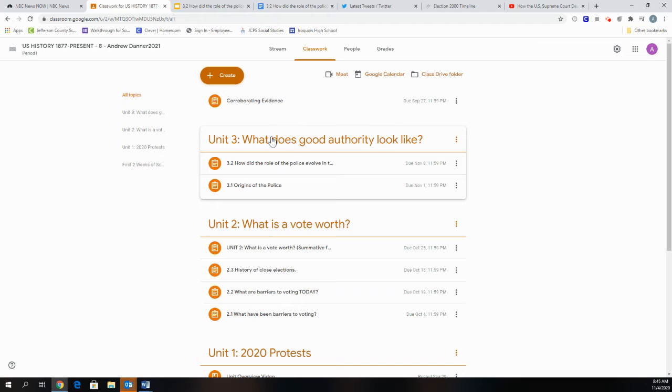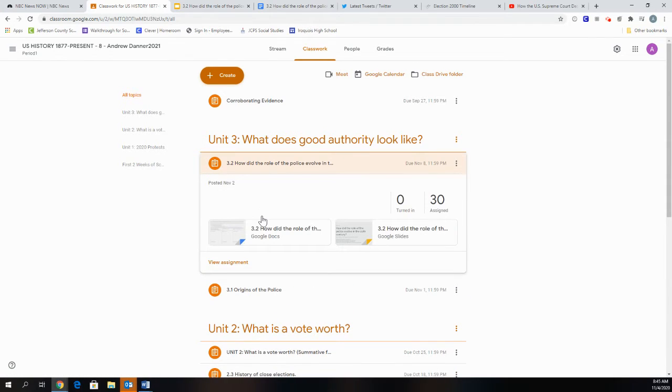So if you go to assignments, unit 3, what does good authority look like? And then this 3.2 was the how did the role of police evolve in the 20th century? There's two documents to open. One's a Google Doc, one's a Google Slide.